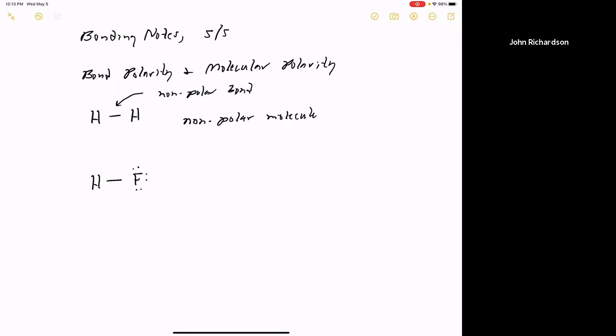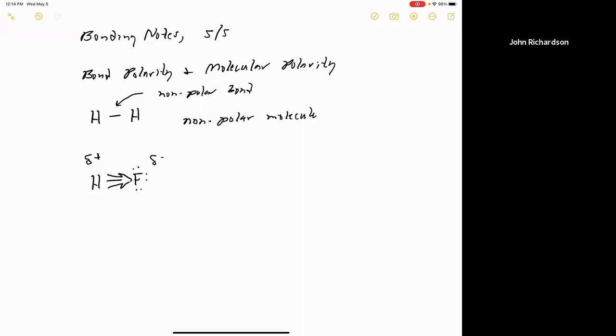So what that means is it's going to have a tendency to pull the bonding electrons in toward itself. So these bonding electrons are going to have a tendency to want to move in that direction. As a result, the fluorine is going to take on a partial negative charge, and the hydrogen is going to take on a partial positive charge. So that little delta there means partial.